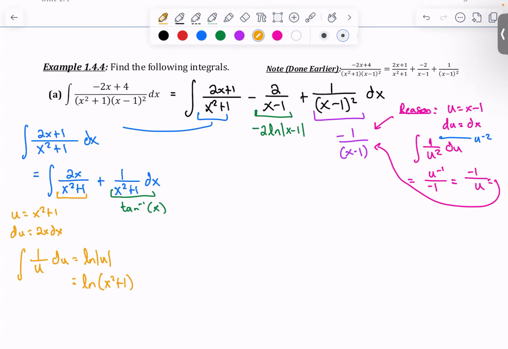And I don't need the absolute value anymore because x squared plus 1 is strictly positive. X squared plus 1 is always going to be a number strictly larger than 0, because x squared is at minimum 0 and at maximum infinity. So you're taking a number that's 0 or larger and adding 1 to it. Now the answer will be 1 or larger. So we don't need the absolute value.